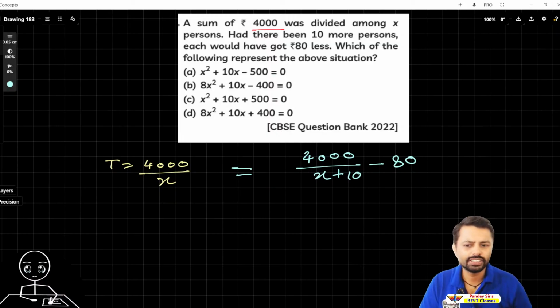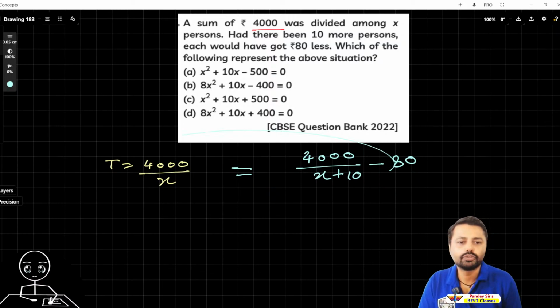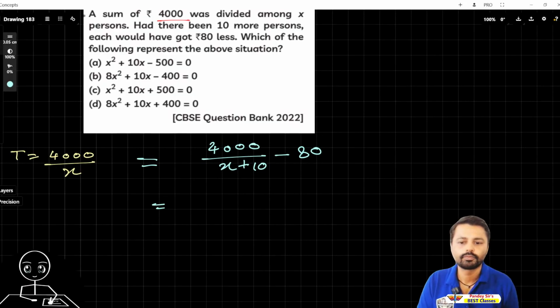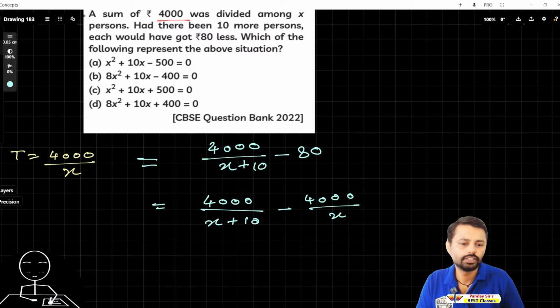We can do it easily. It's not a big deal. We just have to rearrange it. So what I will do is I'll take this thing to this side. I'll write 4000 by x plus 10 this way so that it will be easy for you. Now this thing I'll bring here, plus will become minus. So minus 4000 by x minus 80. Now this side will be 0, but that 0 I'll write down on this side.